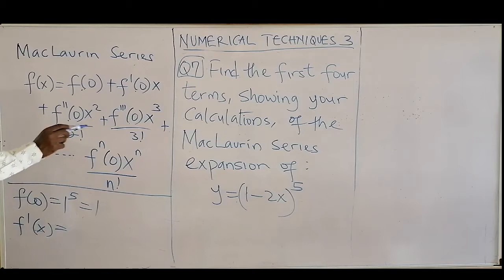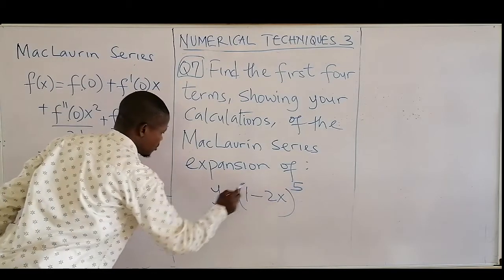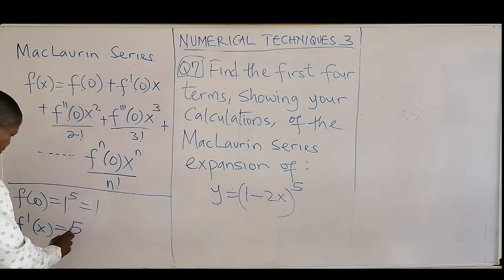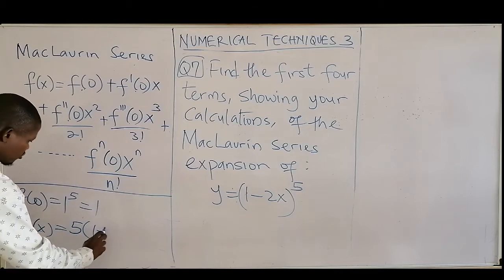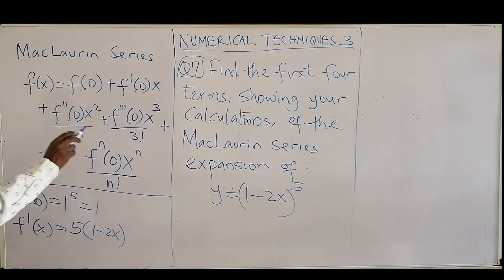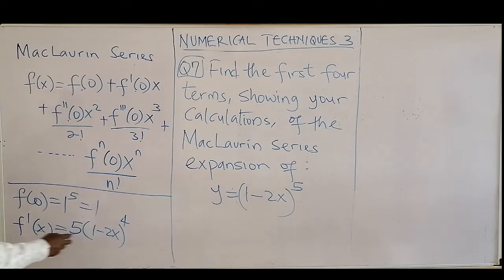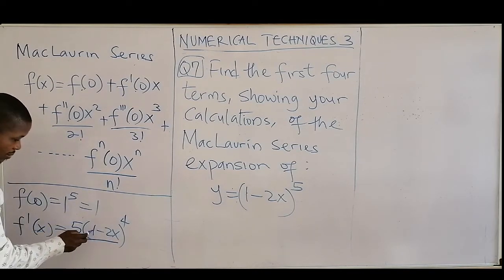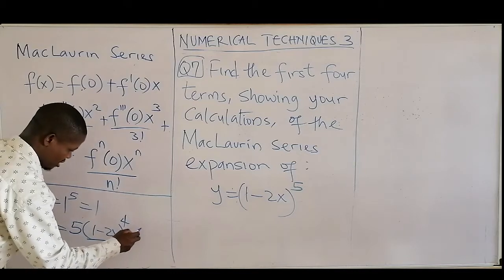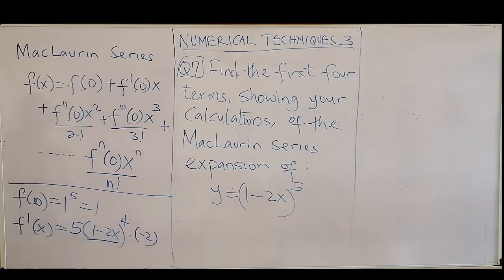It's a chain rule. The 5 will come to the front. We have 5 into brackets 1 minus 2x, then that power minus 1, that's 4. Then that is times the derivative of the base, 1 minus 2x, which is minus 2. Okay?